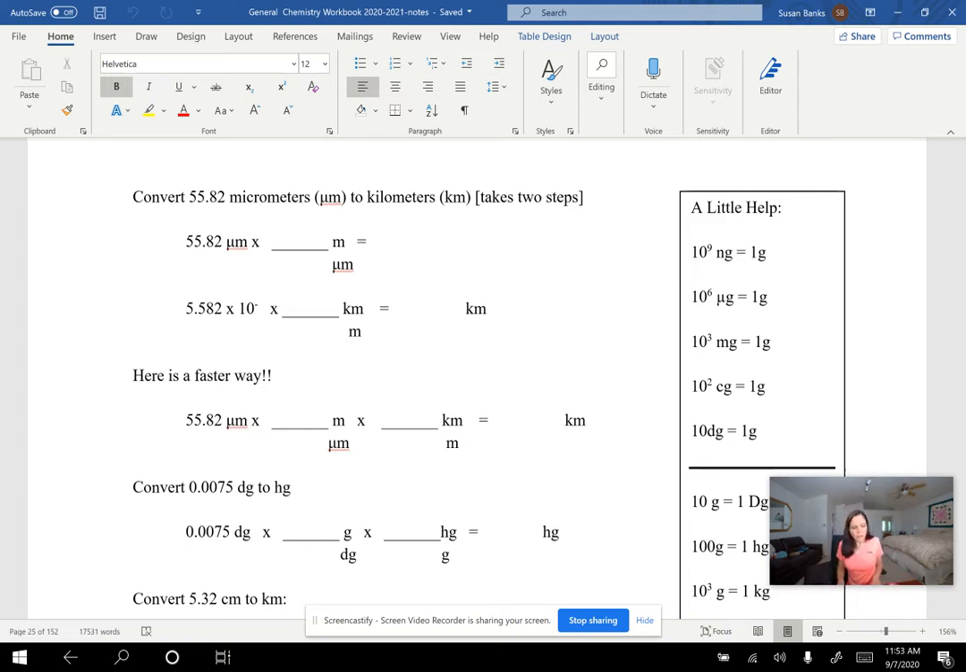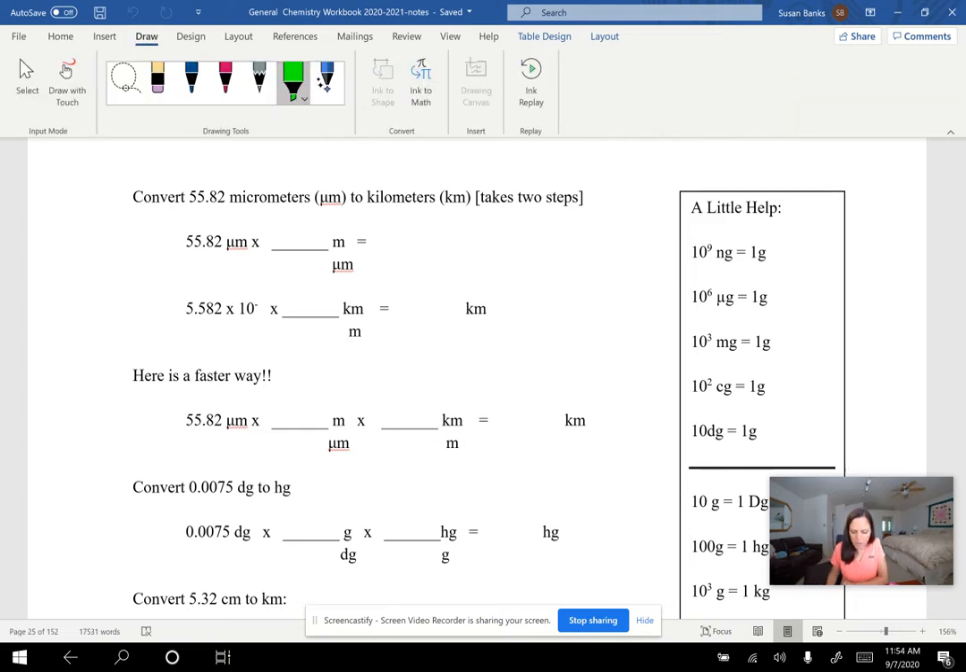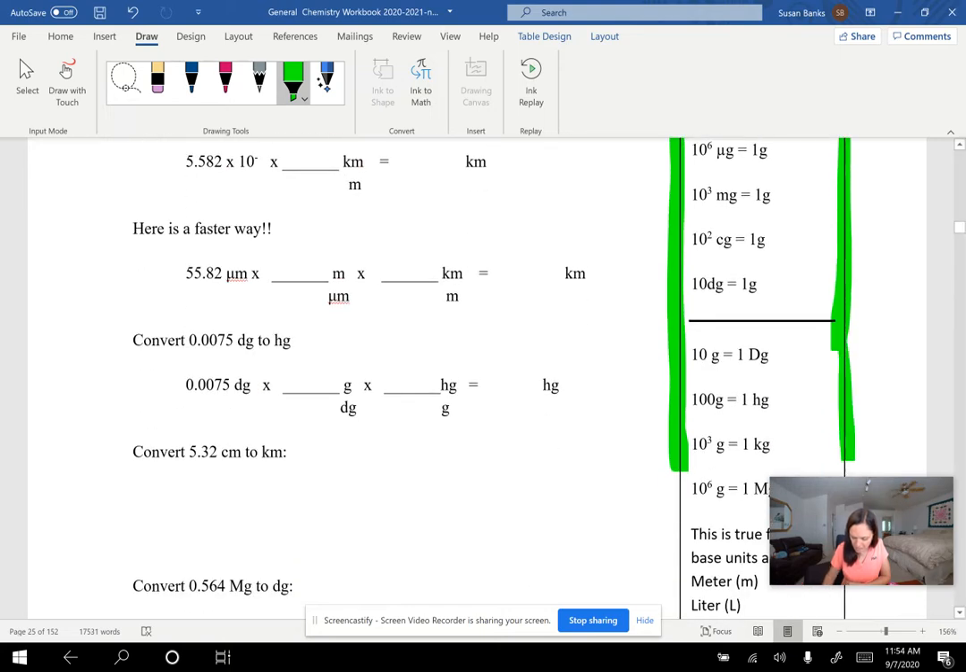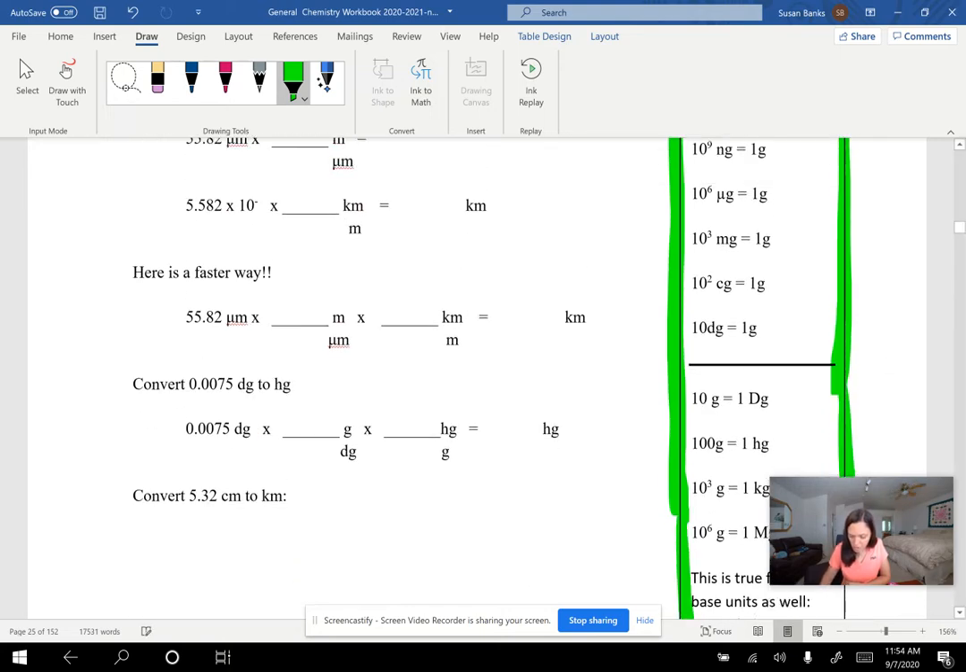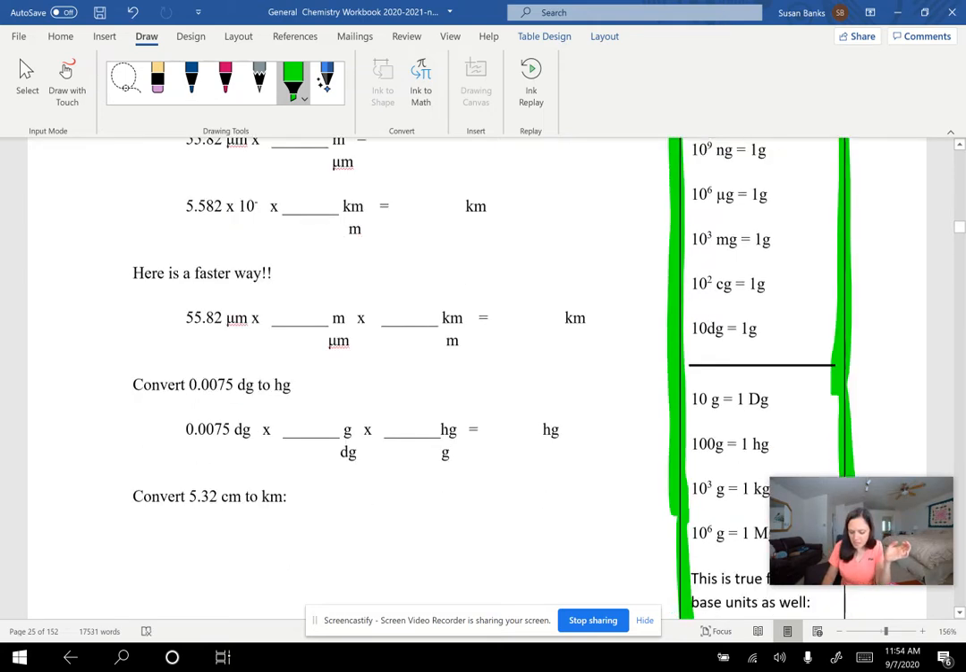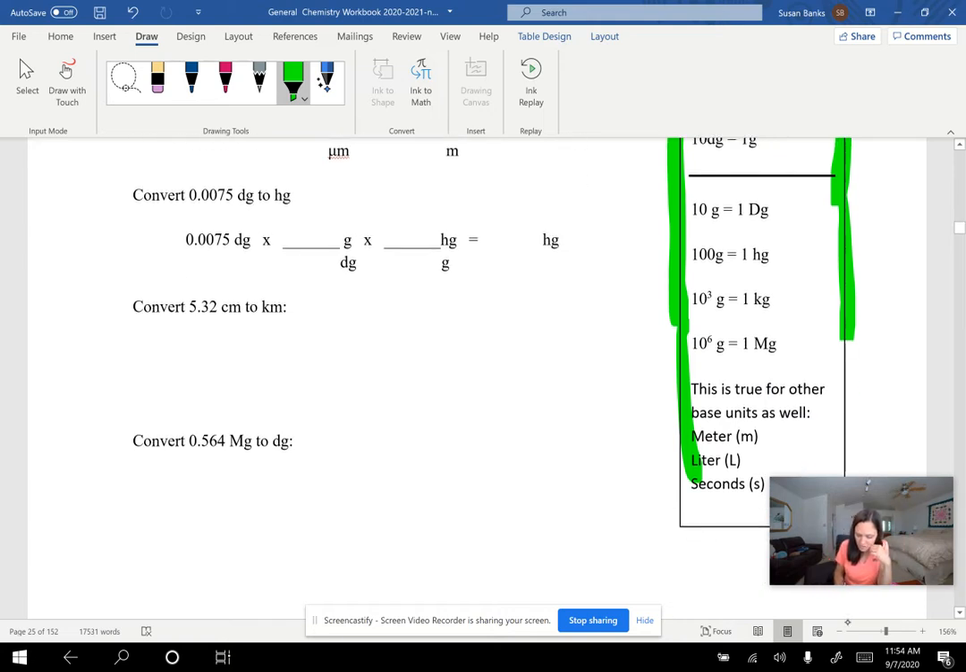All right. One of the ways that we're going to hopefully help you understand the relationships between the different prefixes in the metric system is this chart that I've made here on the side. So this chart is to help you understand the relationships between the different prefixes in the metric system. I have made the chart based off of grams. It can be done for all the other units as well. We can use it for meter, liters, or seconds.